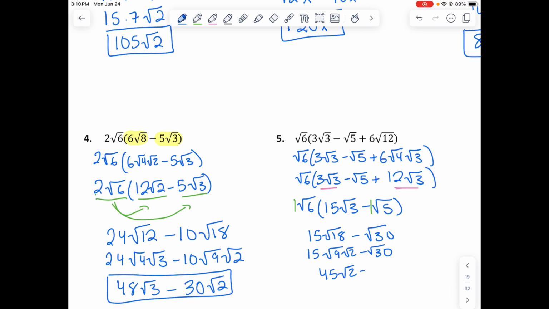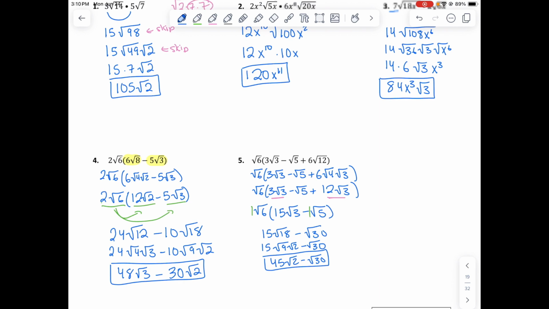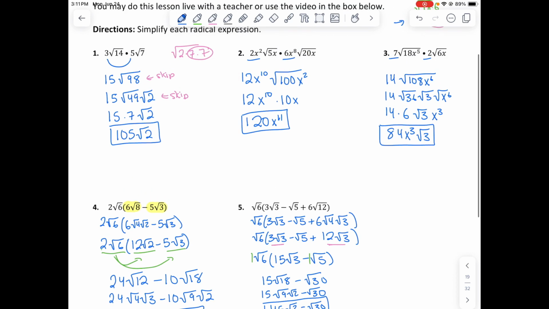And so again, our key ideas for these problems are that we always look for our like radicals, meaning the same number in our square root. If we have the same radicand, then we can add or subtract the coefficients. But that is the only time we can, versus we can multiply radicals no matter what. We multiply the coefficients with the coefficients and the radicands with the radicands.